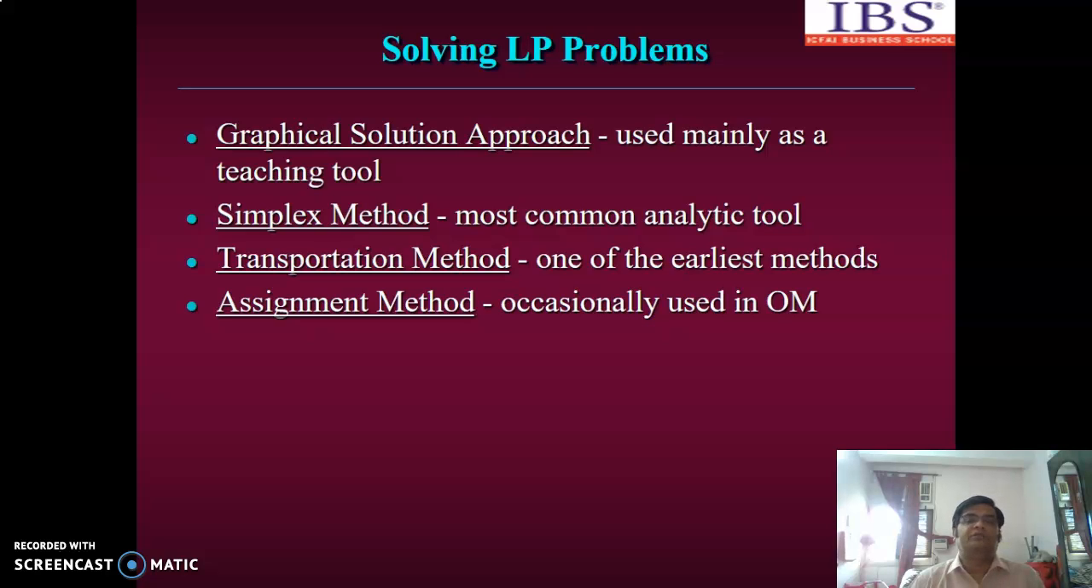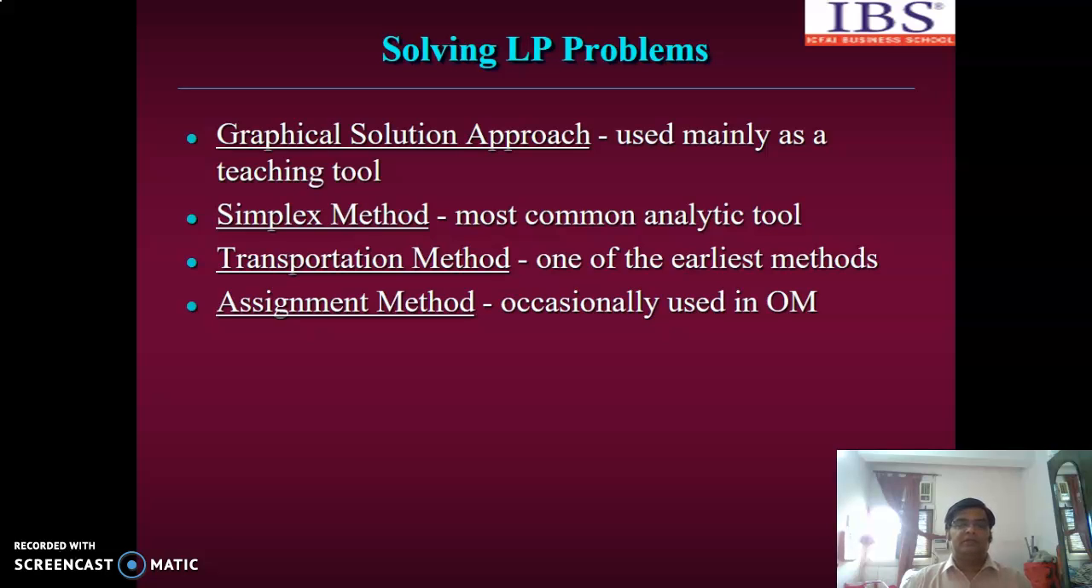Before I move to the graphical solution approach, let us understand what the other methods are. Number one is the graphical solution approach. Then there is a method called the simplex method, which is an analytical tool. Also, we can solve the linear programming problem using the Solver software in Excel.